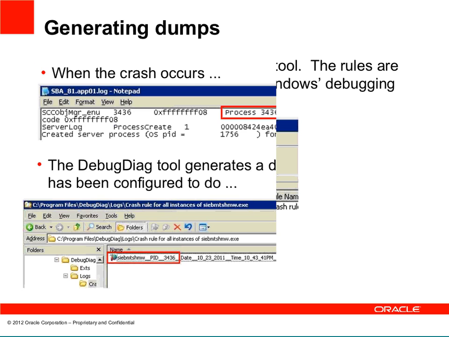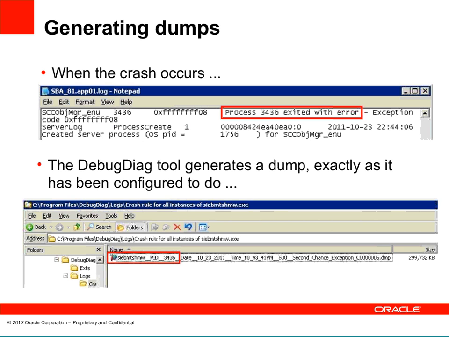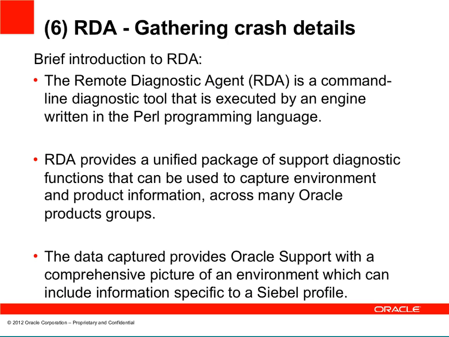Okay, so we then jump to the case here where a crash has happened. So the top part of the screenshot there is showing us the Siebel Enterprise log, so we can see there that process 3436 has crashed, and the Debug Diag tool has picked up on this and generated the dump exactly as we've configured it to do. Okay, whistle stop tour there of Debug Diag. It's very, very straightforward though, far better than the previous tools from Microsoft for dumping.